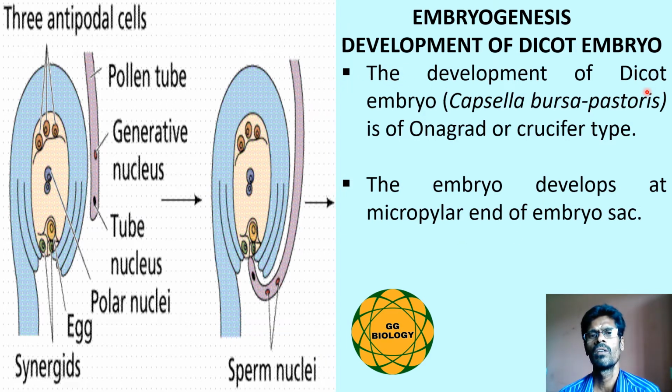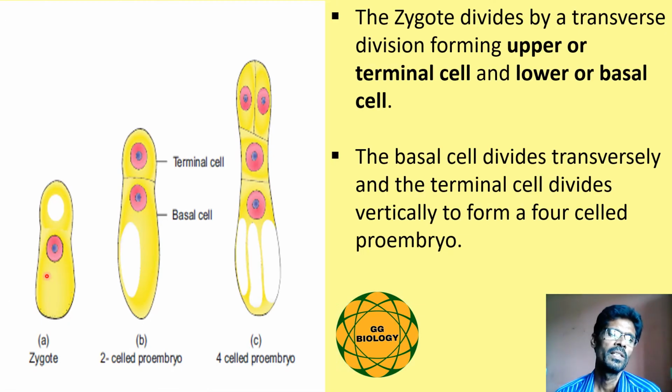The development of the dicot embryo, Capsella bursa-pastoris, belongs to the Onagrad or Crucifer type. The embryo develops at the micropylar end of the embryo sac. So the development of the embryo is towards the micropylar end. Thus, the zygote of angiosperms is derived from the fusion of the egg cell and the first male sperm.